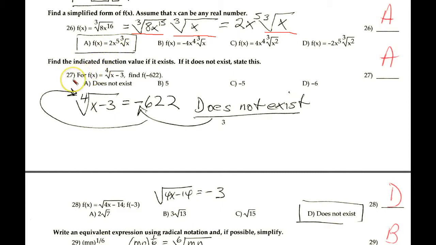Okay, number 27 was tricky because it was this equals that. Now notice that's an even root. Can the even root of something equal a negative? And the answer is no. So that answer does not exist. And 28, I guess I gave you 2 of them, very similar. Again, the square root of something does not equal a negative, does not exist.